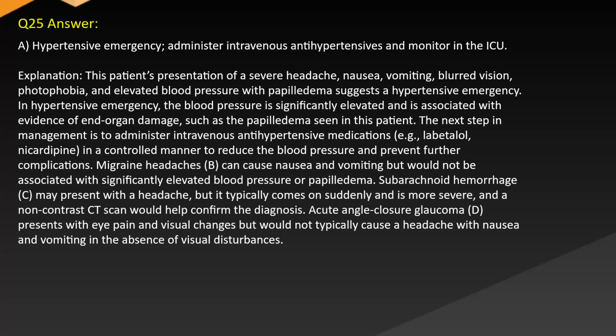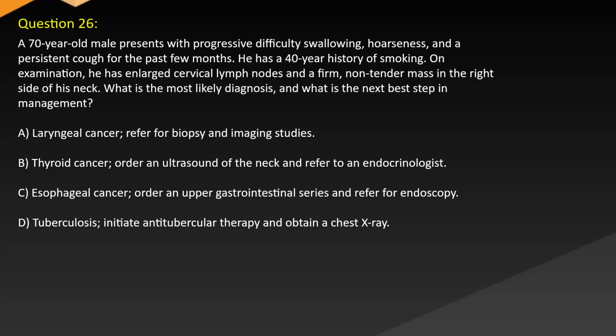Acute angle closure glaucoma, D, presents with eye pain and visual changes, but would not typically cause headache with nausea and vomiting in the absence of visual disturbances. Question 26. A 70-year-old male presents with progressive difficulty swallowing, hoarseness, and a persistent cough for the past few months. He has a 40-year history of smoking. On examination, he has enlarged cervical lymph nodes and a firm, non-tender mass in the right side of his neck. What is the most likely diagnosis and what is the next best step in management?